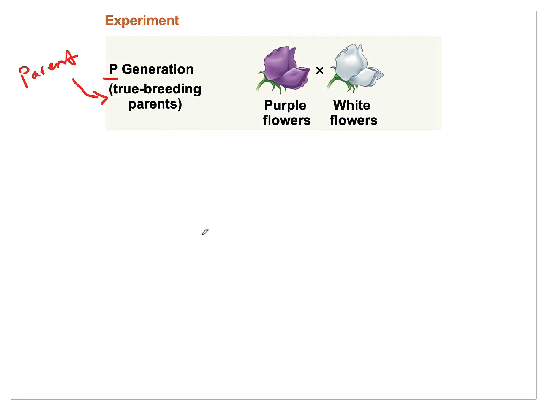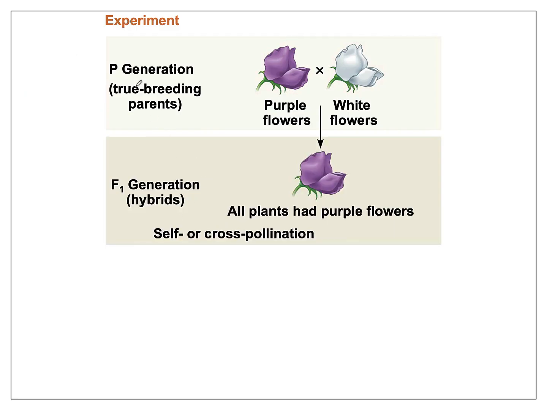So what happened when he did this was he found that the next generation, this is called F1 for filial 1, meaning this is the first generation after the parents, were all purple. So for some reason, the purple completely covered up the white, and there were no white flowers in the second generation. We know now that these individuals were hybrids. At the time, Mendel didn't know that. We know that they have one allele for purple and one allele for white, and that the purple was dominant, and so it covered up the white allele.